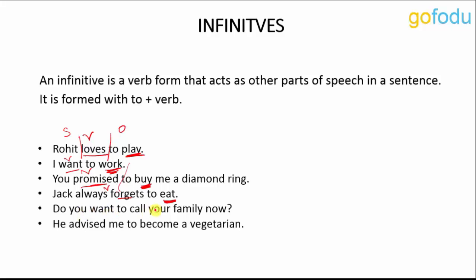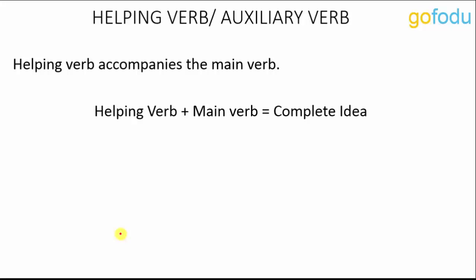Do you want to call your family now? Want is verb and call is infinitive. He advised me to become a vegetarian. Advised is the verb. To become is an infinitive. Alright. Now, the third one, auxiliary or helping verbs.